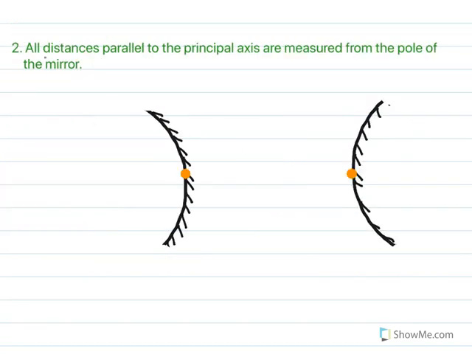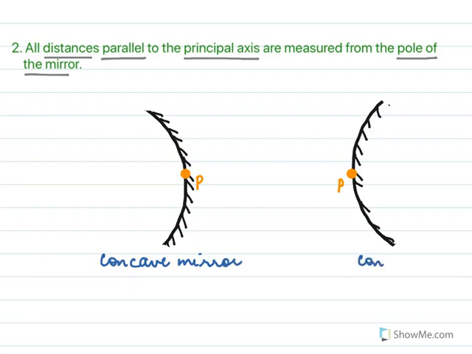The next convention is: all distances parallel to the principal axis are measured from the pole of the mirror. First, let's denote the pole of the mirror. The pole of the mirror is the middlemost point of the mirror. So here is a pole, and in this case, this is the pole. Let's name the kind of mirrors. Here we have the concave mirror. This is the convex mirror, bulging outside.